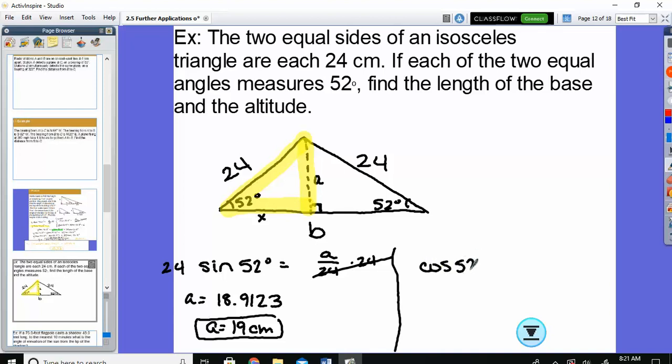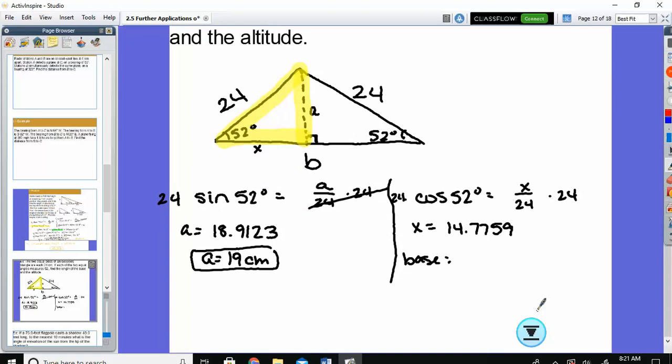So that would be the cosine of 52 equals my adjacent side X over my hypotenuse 24. So if we multiply your 24 over, so the base, what would you have to do to that number? Yep, multiply by 2. And if we round to 2 significant digits, we get 29.55, so that would be 30 centimeters.